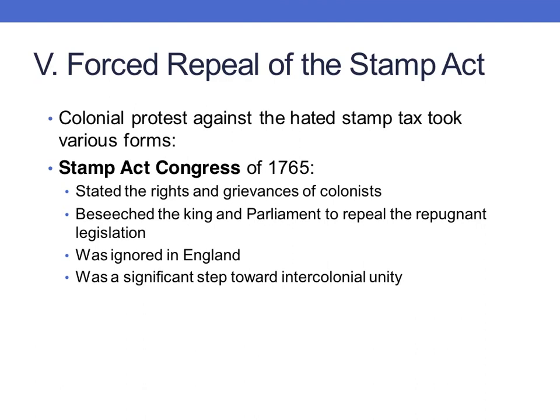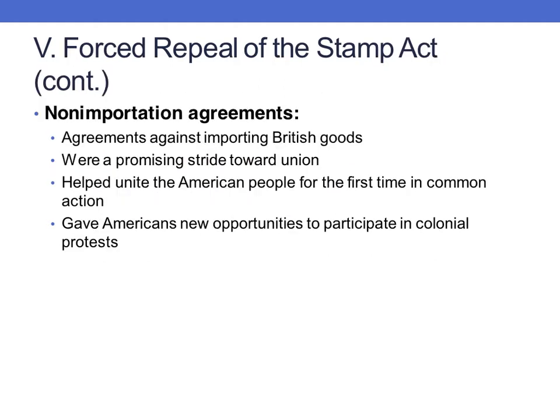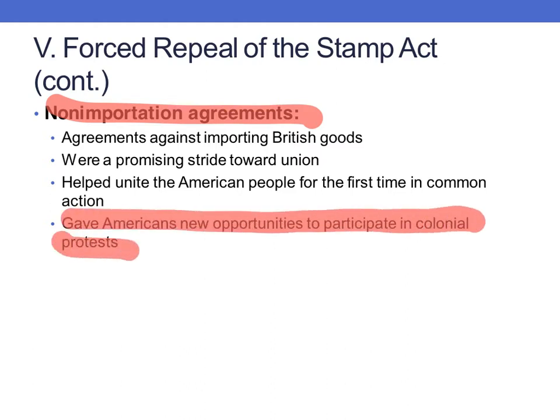So one of the major things they're going to do is form the Stamp Act Congress in 1765. And out of this Stamp Act Congress, we're going to see the idea of a boycott. So the non-importation agreement is going to be made, agreements against importing British goods. We read in class about women picking up the slack on the importation of cloth. And as it says right here, it gave Americans new opportunities to participate in colonial protests.